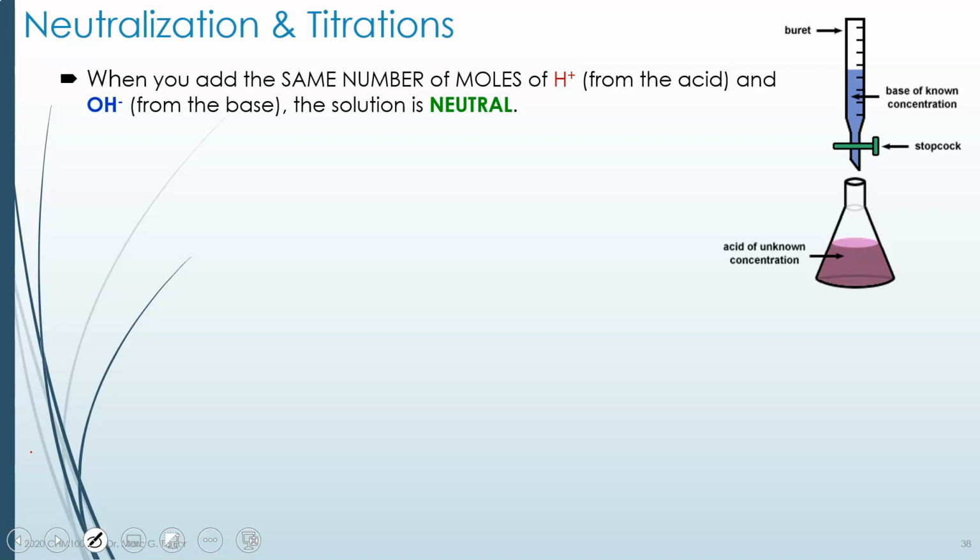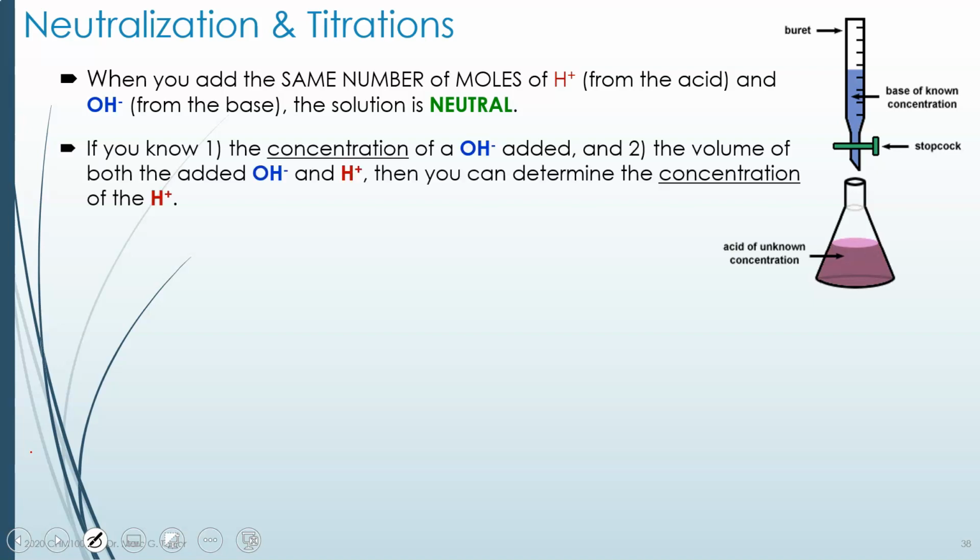But you calculate how many moles total from the acid, and that has to be exactly equal to the number of moles of the hydroxide from the base. So if you know the concentration of the hydroxide you're adding, that is the concentration of this material in the burette, and the volume that you ended up adding, because maybe you started up here and you ended up down here, and you look and that's the volume of your base that you used up, and you already know the concentration of your base.